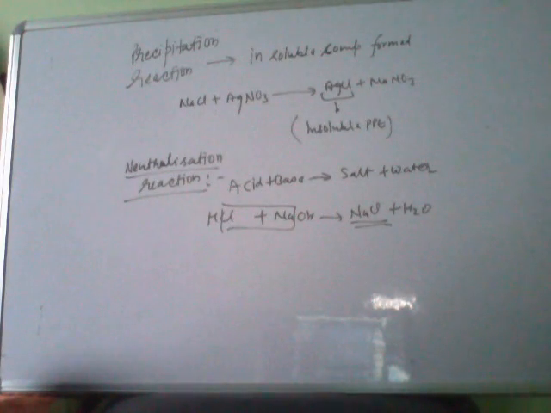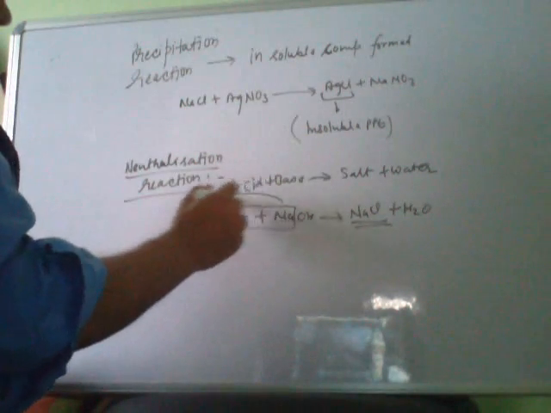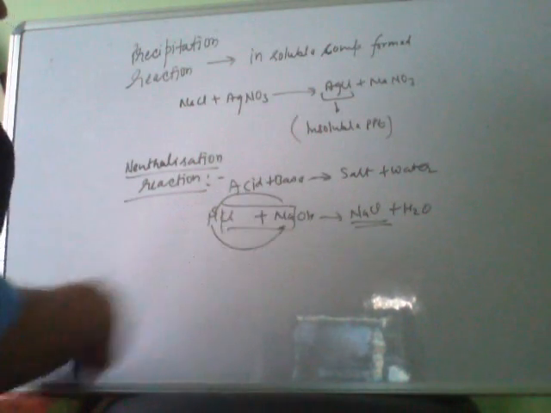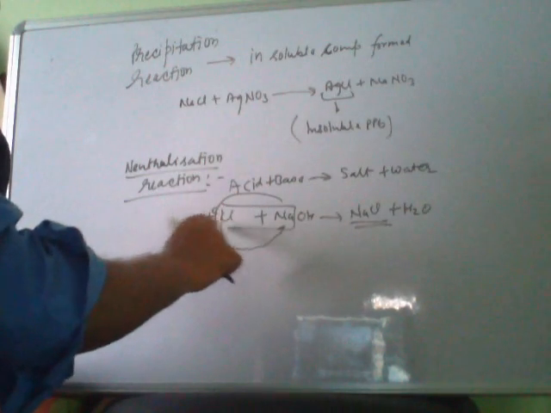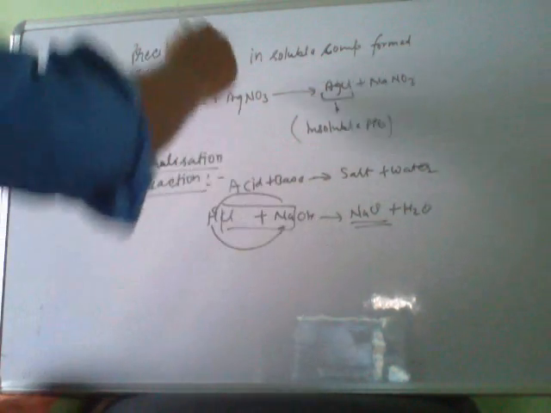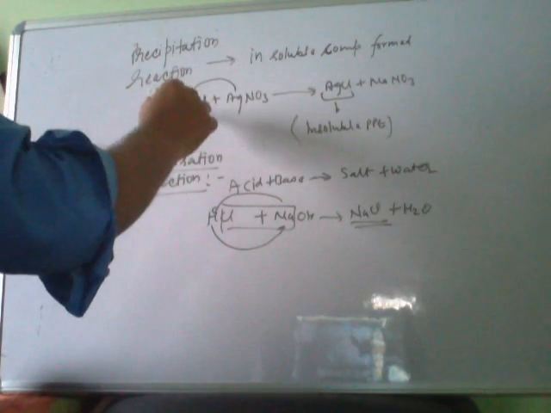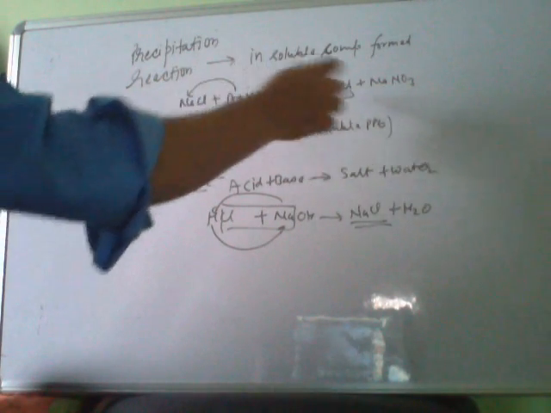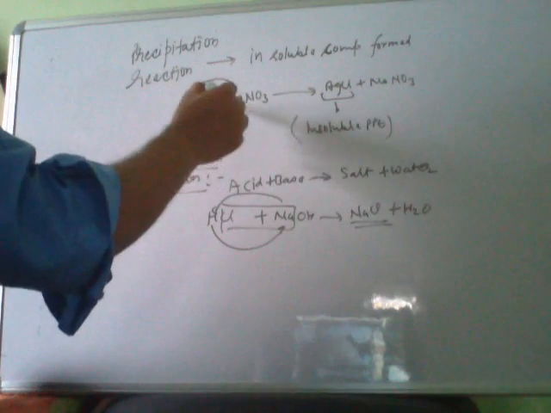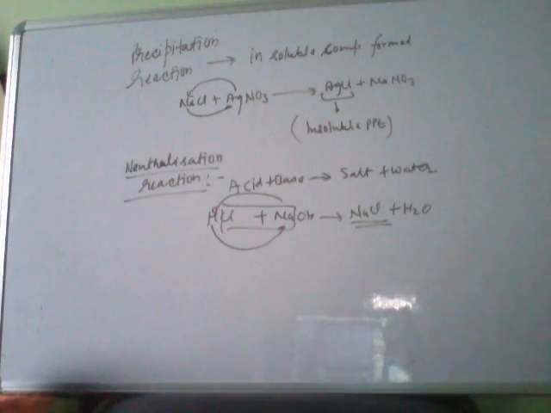Here you will find that one element of each compound gets exchanged. Hydrogen combines with OH to form HOH, so water forms. And in the earlier example, Ag replaces Na to form AgCl, and Na replaces Ag to form NaNO3. So these are the double decomposition reactions, and both the neutralization reaction and the precipitation reaction are its types.